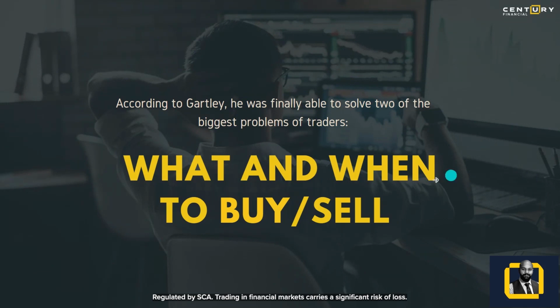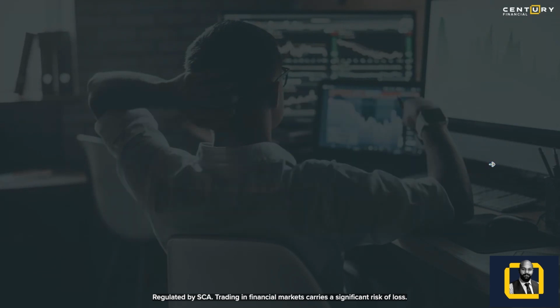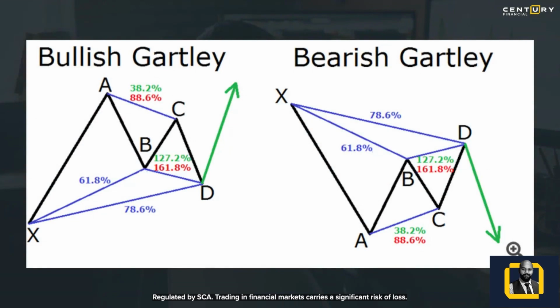Similarly, using these patterns, it helped Gartley to identify when to invest and when not to invest, when to buy and sell, meaning when to buy, when to exit. When it comes to even profit and loss, stop loss, the harmonics is going to help you. Now, let's see one example.